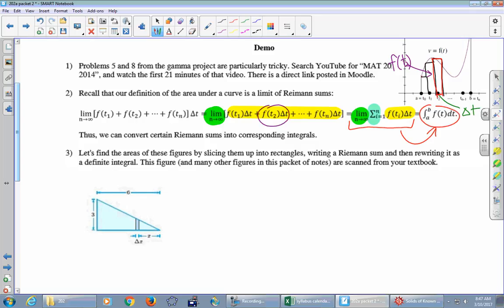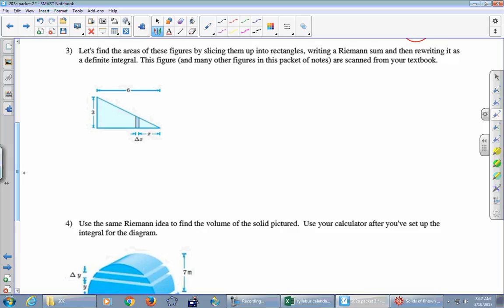All right, so let's take a look at number 3. We're going to find the area of this triangle right here. Okay, so this is nice because it's really easy, right? What is the area of this triangle? Half base times height, so what is it? Half of 6 times 3, 9? Right, 9 is the area.